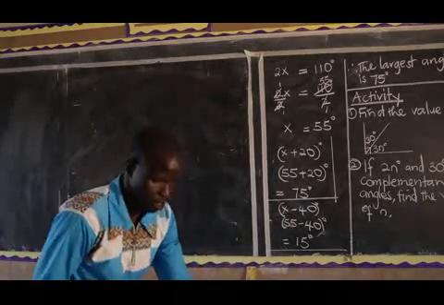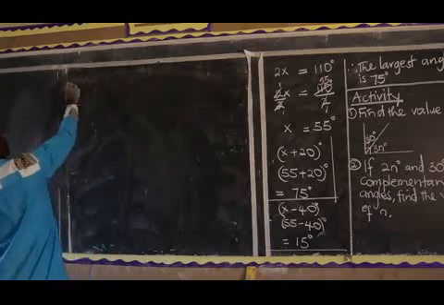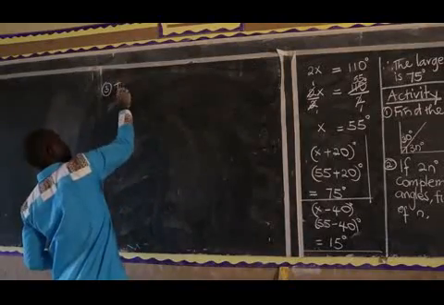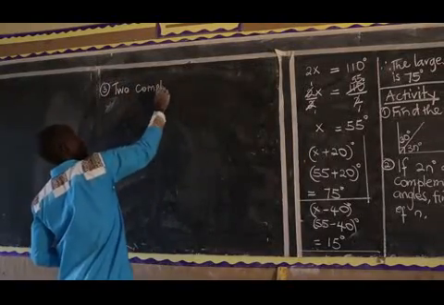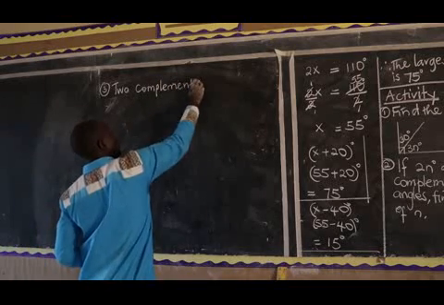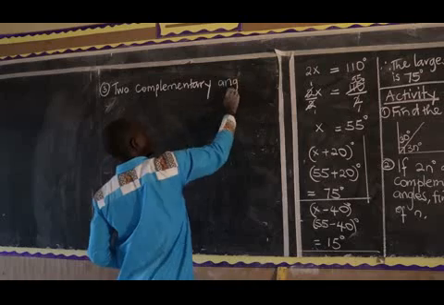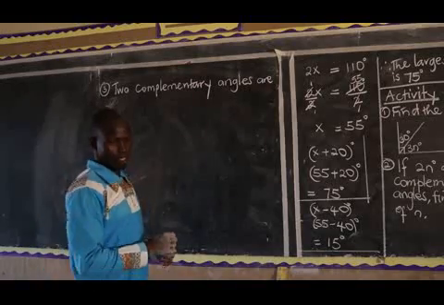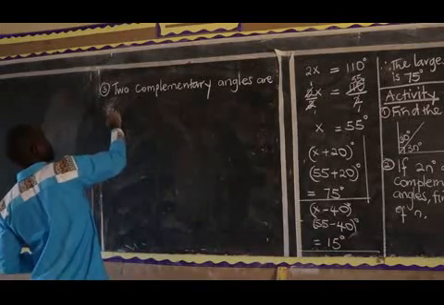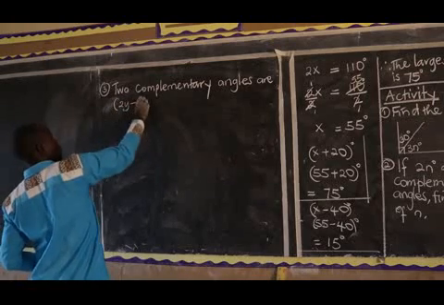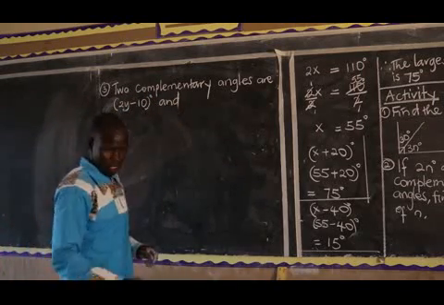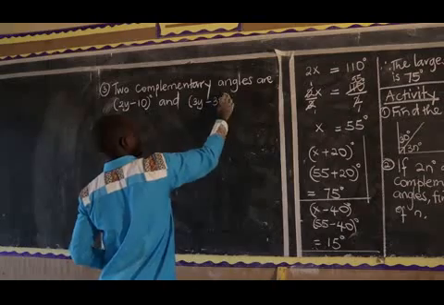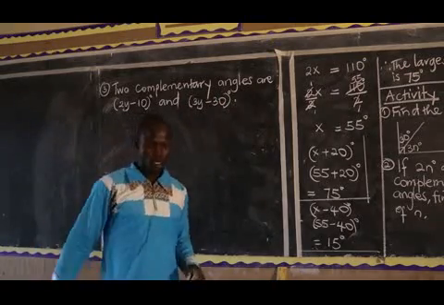Question 3. Two complementary angles are (2y minus 10) degrees and (3y minus 30) degrees. What is the size of each angle?